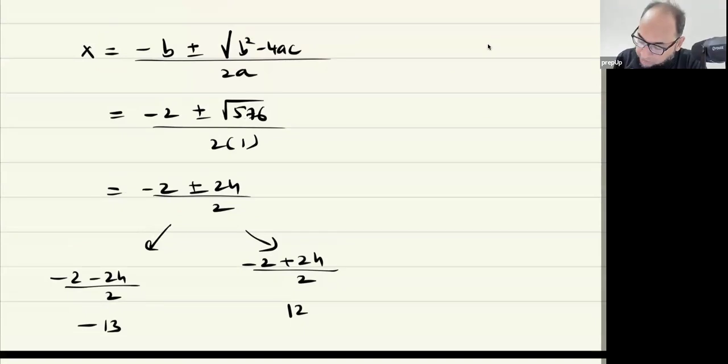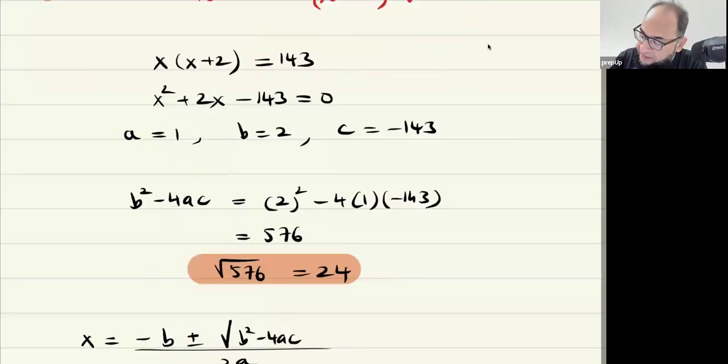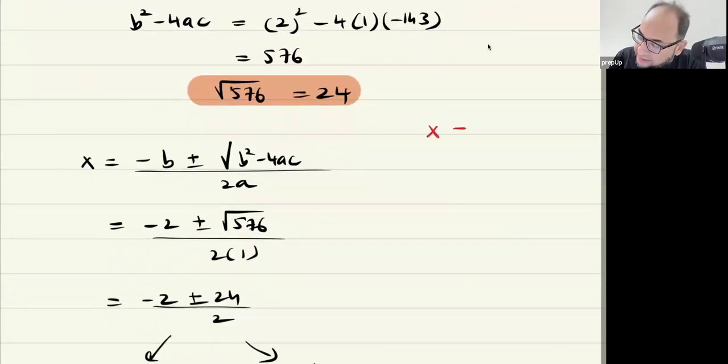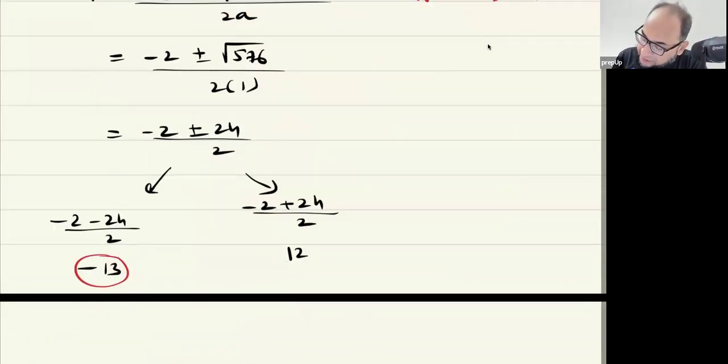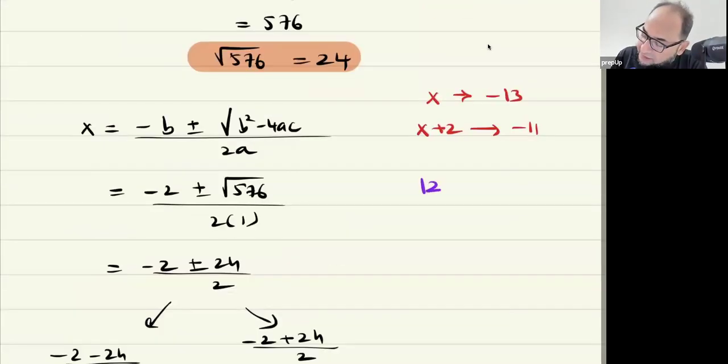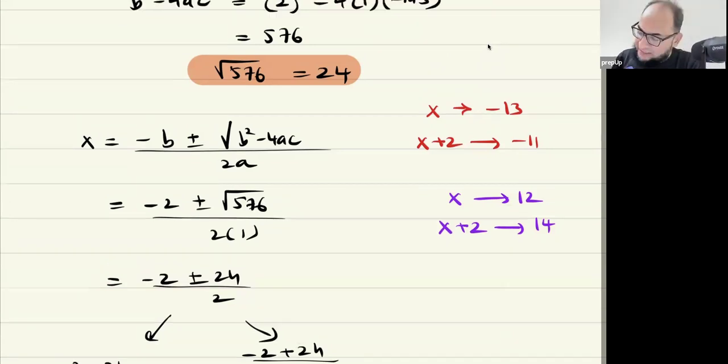That means there are 2 possibilities. If I take negative 13, there is negative 13 and negative 13 plus 2. So when x is negative 13, x plus 2 is negative 11 and the other one is 12. So one of them is 12. When x is 12, x plus 2 is 12 plus 2, which is 14. No harm in double checking. 13 into 11, that's 143, perfect. And 12 into 14 is 168.